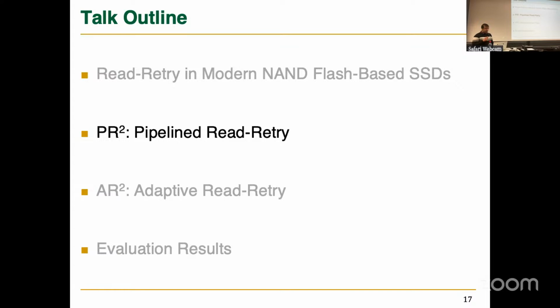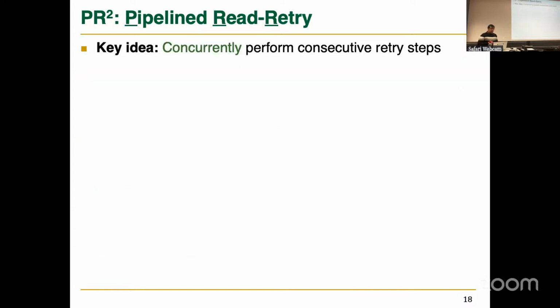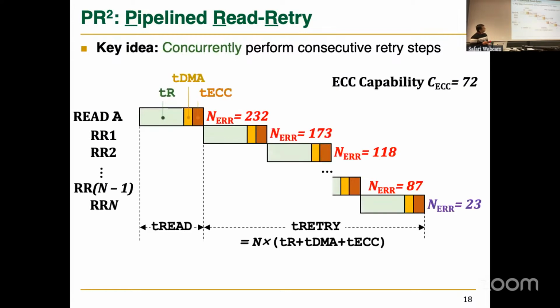So I'll move to the first contribution, which is called pipelined read-retry. The idea of this technique is to concurrently perform consecutive retry steps. This is the way the retry operation typically happens: you perform the first read operation, then you see that there are a lot of errors. Then you start the retry operation with a different reference voltage, so you basically start after the first operation is completed.